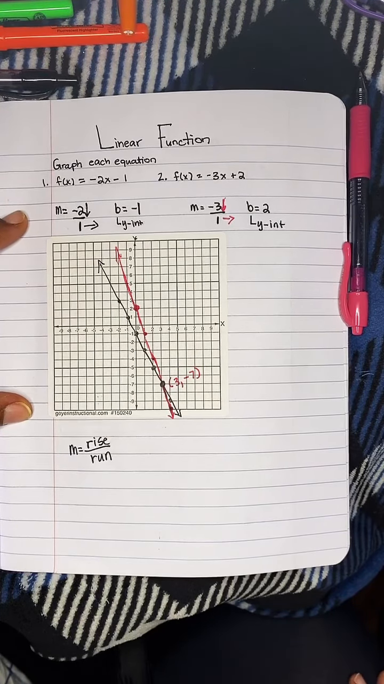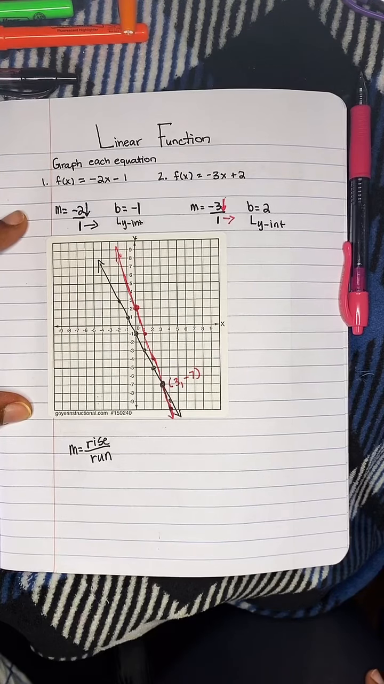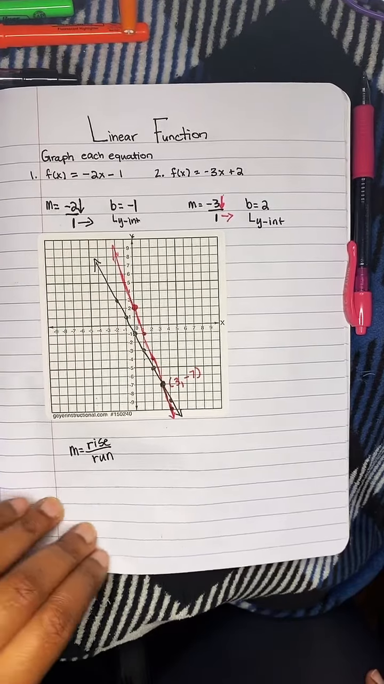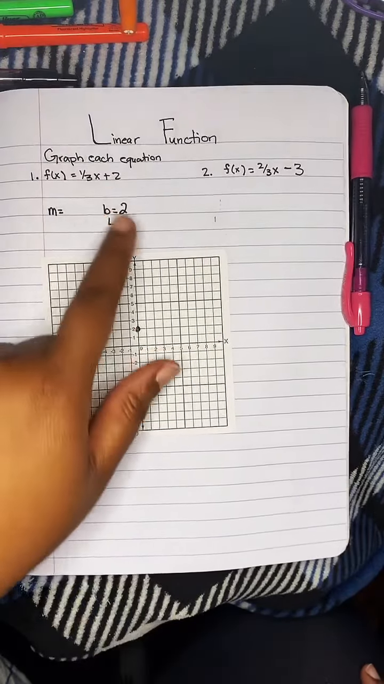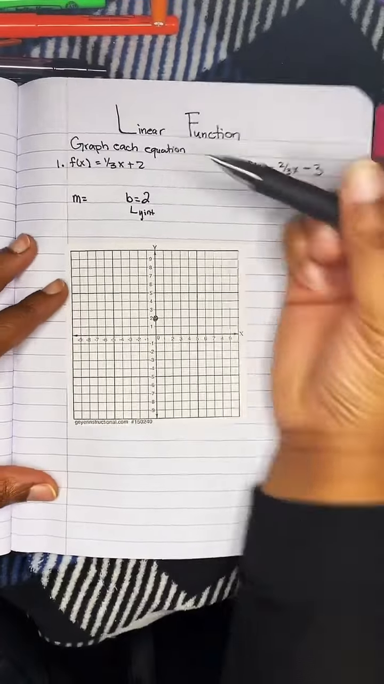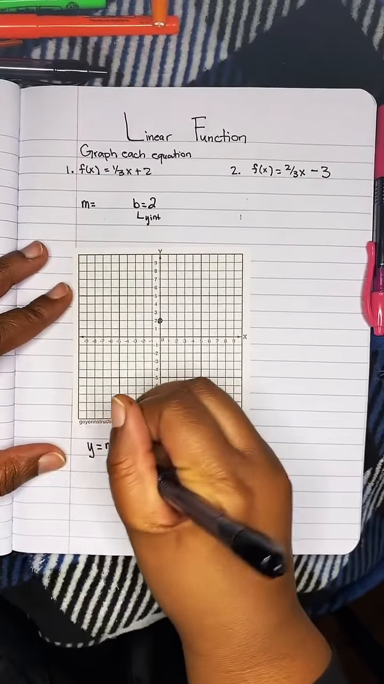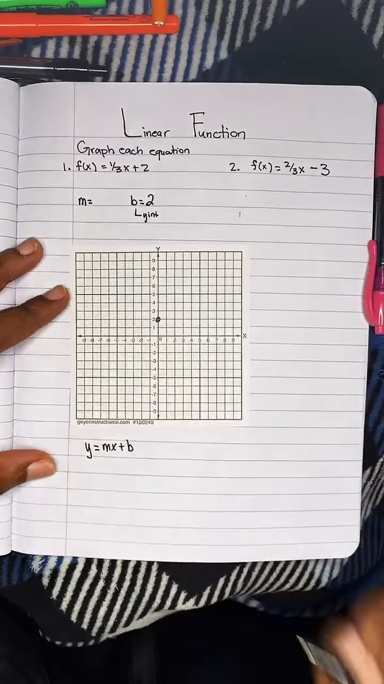Oh, somebody said, why is it 2? Good, let's talk about that. Why is it 2? Good, I hope you got it. Okay. So why is the question? Why is the b 2? Well, it goes back to this form. y equals mx plus b.